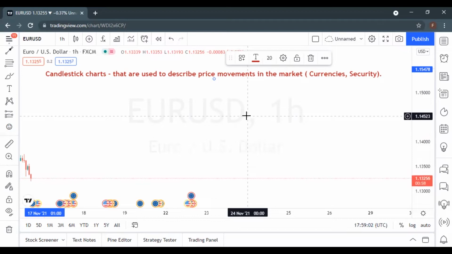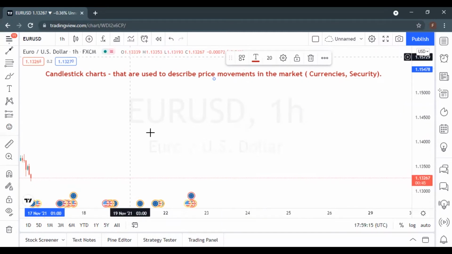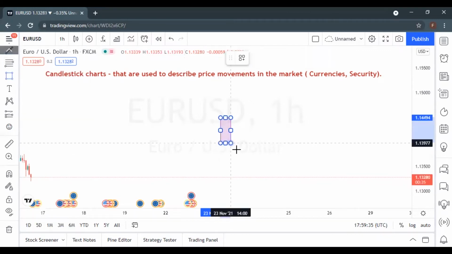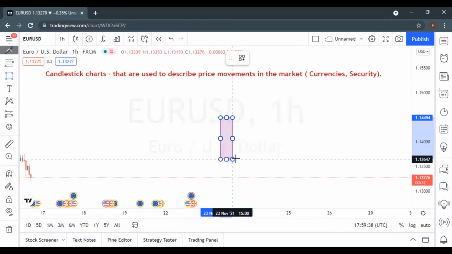So one thing that you need to understand is the formation of candlesticks. How are candlesticks formed, right? They are formed from a display of the opening or the closing price of currencies or security for a specific period. So how is it possible? Let's say this is how our candlesticks are formed, right?